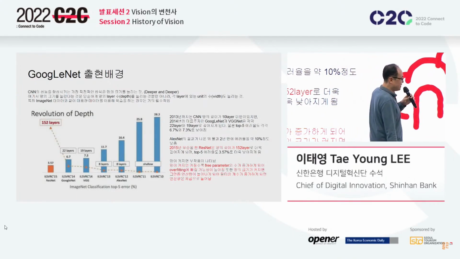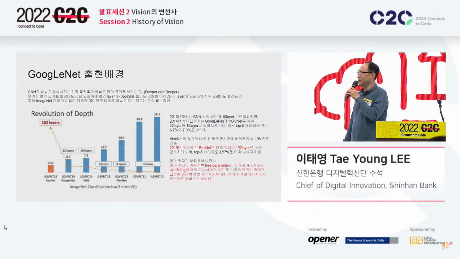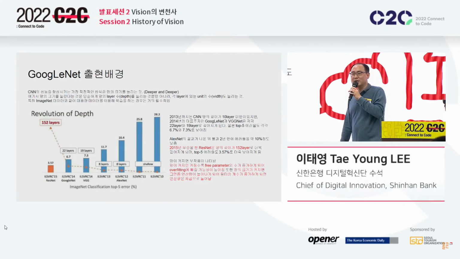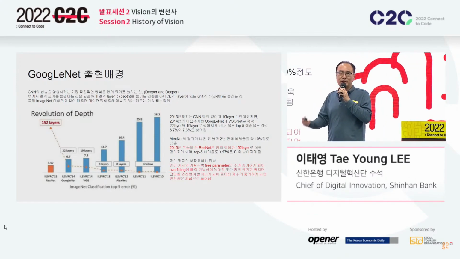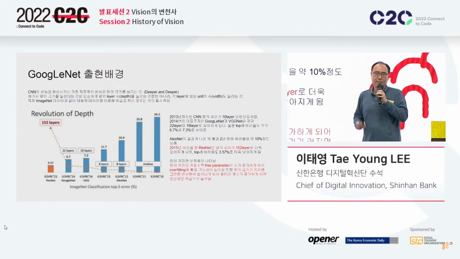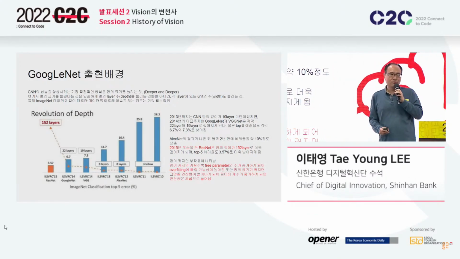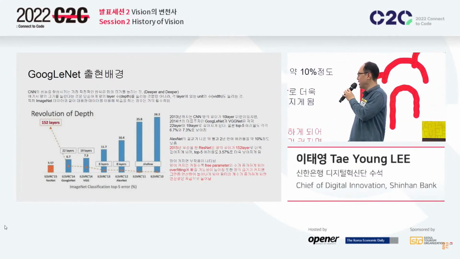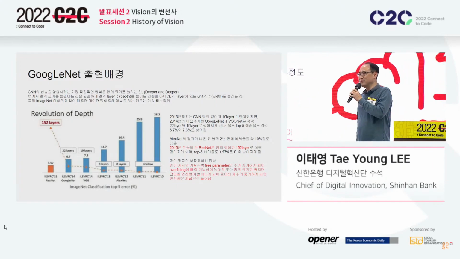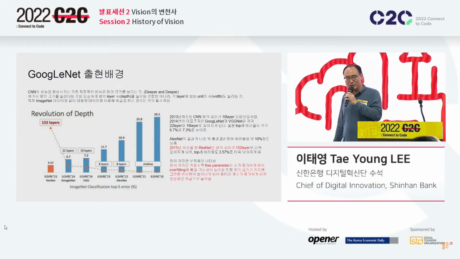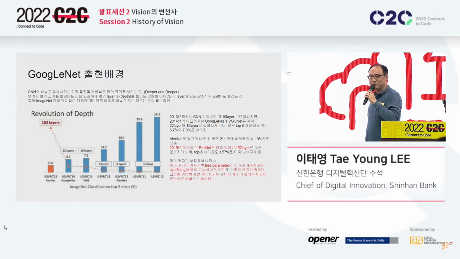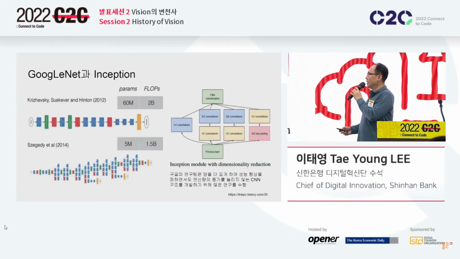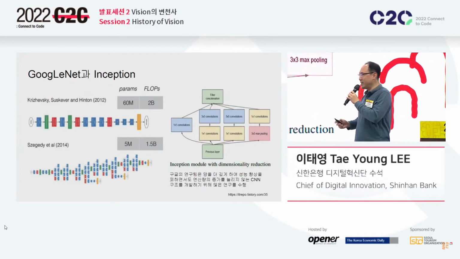So the GoogLeNet emergence is very important. Why? Why is it important? Because that was an experiment which made the depth of the network deeper, and it was related to the optimization method. So deepening the network means what? Yes, the performance is improved. And as the network gets deeper, how does that happen?